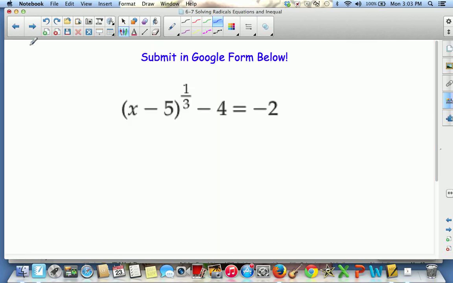Alrighty. Okay. Submit in the Google form below. I want you to solve this and let me know what you get for x.